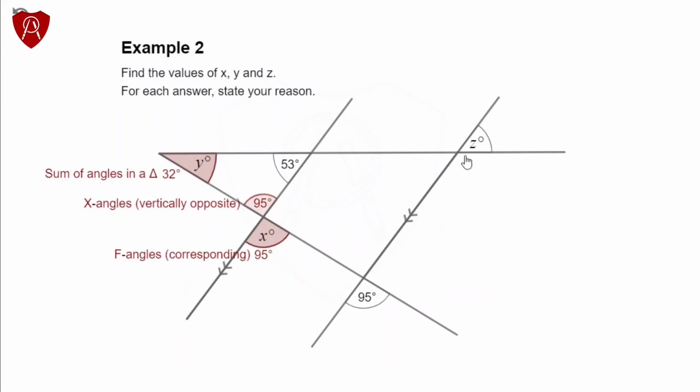Finally, we look at Z. Z now is on the other transversal. We must look for a relationship between these 53 degrees and this Z because they are on the same transversal. We should be quick to note that they are on opposite sides of the transversal, but they are also external angles to the parallel lines. Alternate exterior angles are always equal. Therefore, Z is 53 degrees.